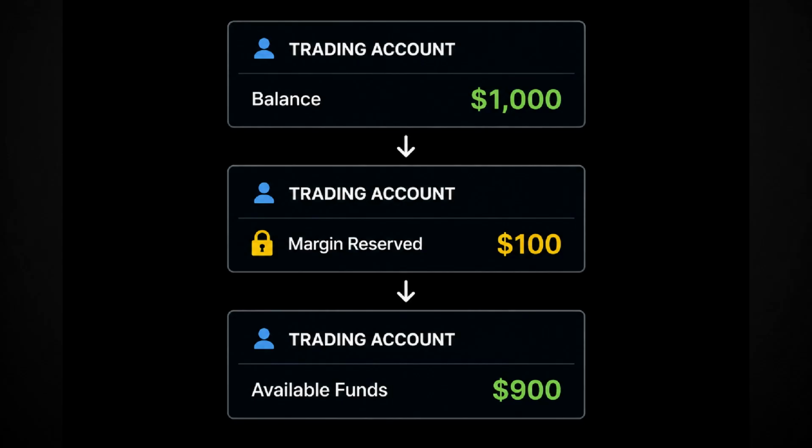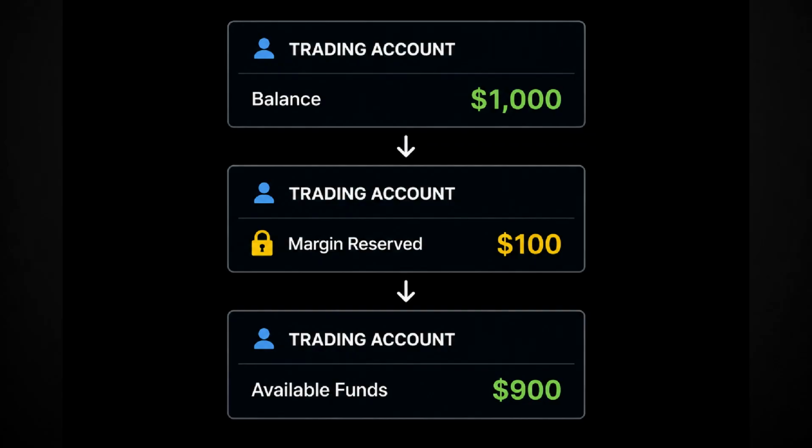Imagine you have $1,000 in your trading account and you decide to open a trade. Your broker requires $100 as margin. Before the trade is executed, the broker reserves that $100, while the remaining funds stay in your account. This is where many beginners get confused. They assume that the broker has taken the money or charged it as a fee. That's not what's happening. The money still belongs to you. It's simply being reserved while your trade remains open. Once the trade is closed, that reserved amount becomes available again.